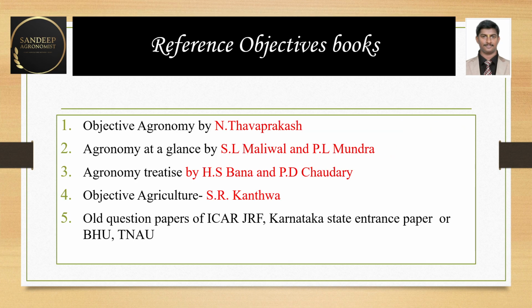Next, these are some of the objective books which I will personally prefer. First one is Objective Agronomy by Tava Prakash, and the second one is Agronomy at a Glance by S.L. Maliwal and P.L. Mundra. These two books are more or less similar. That's why I always prefer to go through any one of these books.